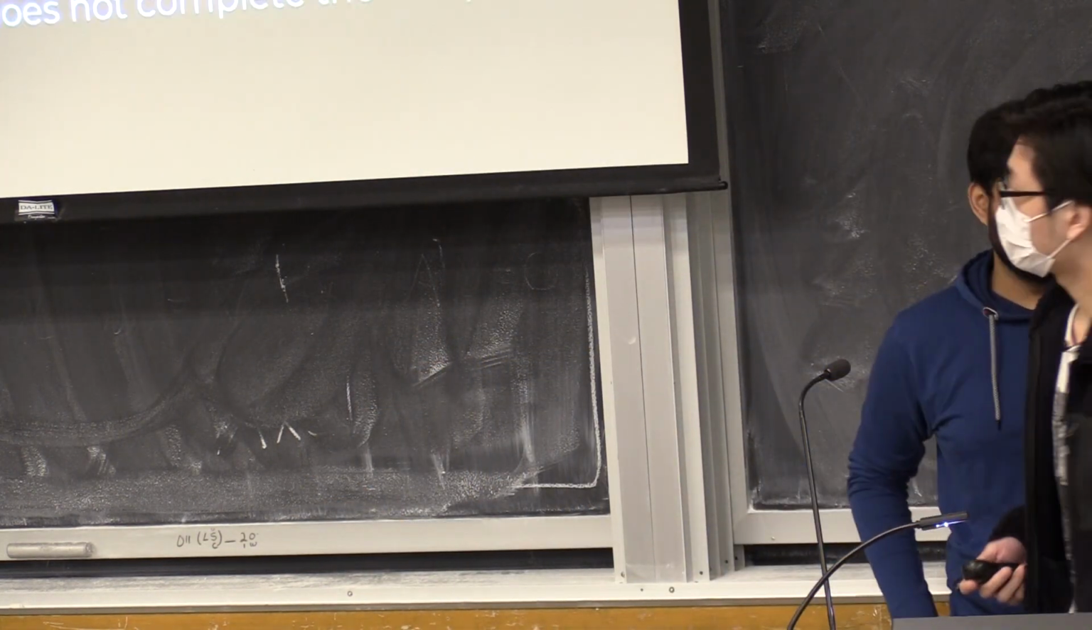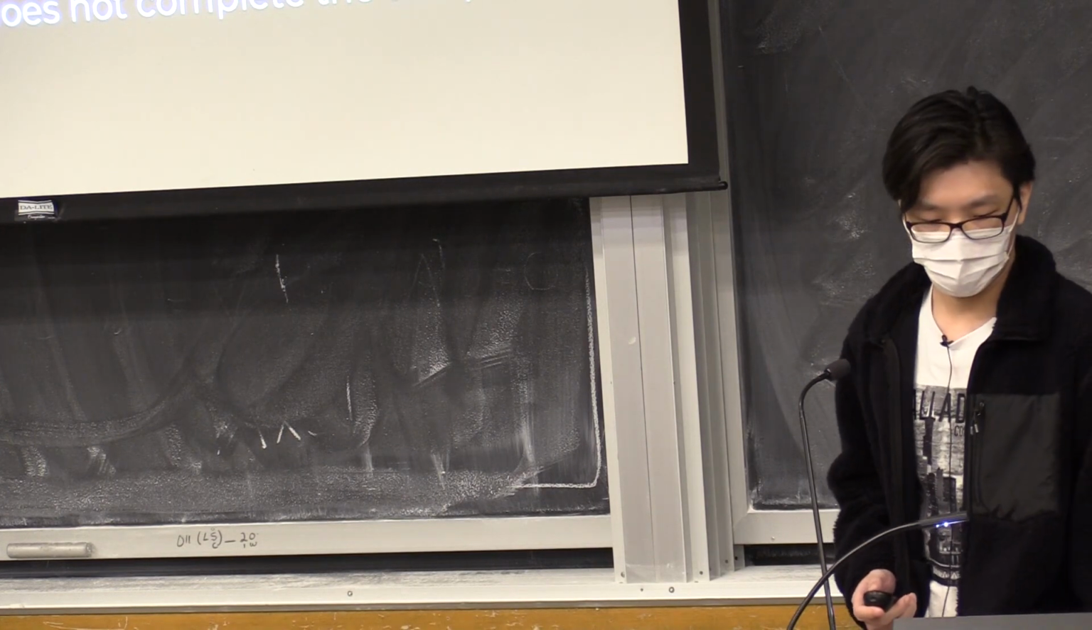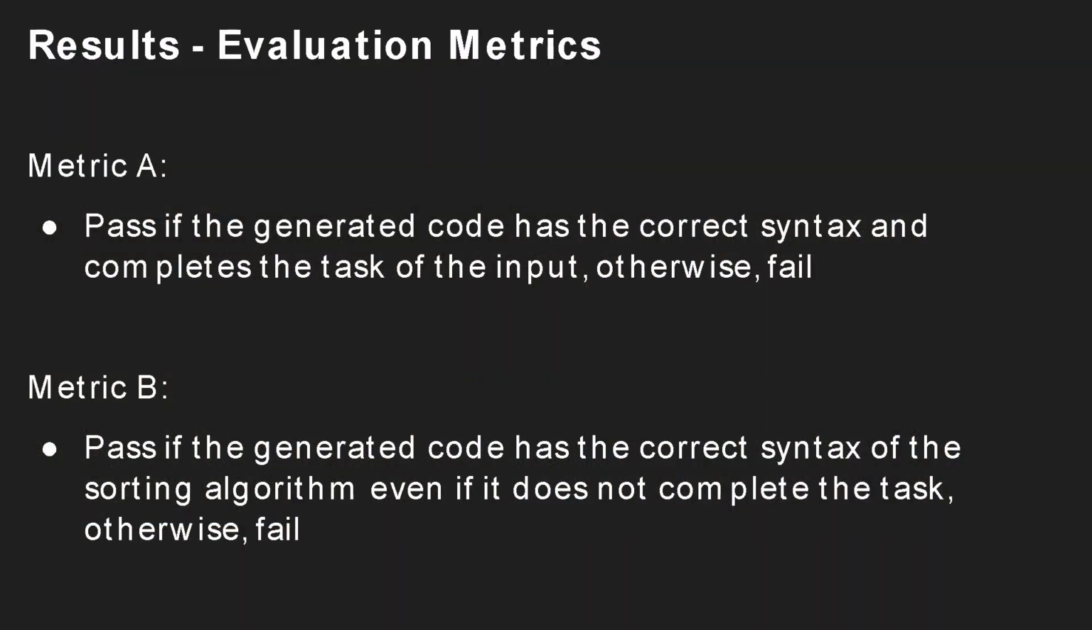To measure the results in a more direct way, we propose two metrics for hand labeling our data and comparison. In metric A, the result is labeled pass if the generated code has correct syntax and completes the task of the input, otherwise fail. In metric B, the result is labeled pass if the generated code has correct syntax of the sorting algorithm, even if it does not complete the task, otherwise fail.